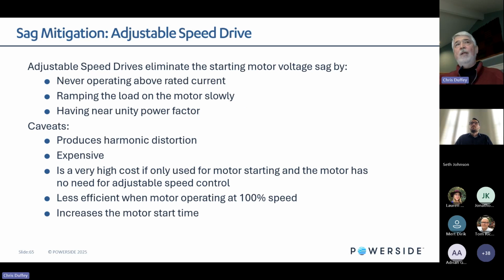Finally, adjustable speed drives. And the one thing to just say here is, if you put this in, it's a lot of money to put it in, but you just eliminate the sag because it'll just spin the motor up. It'll never go above rated current. The key caveats, again, like I said, is that it's really expensive. It produces significant levels of harmonic distortion. It's a really high cost. If this is only to help fix a sag issue, it's really high cost if that's all you're using it for, because once you start running the motor at 100% speed, it's less efficient with a drive in there, as compared to when it'd be across the line.